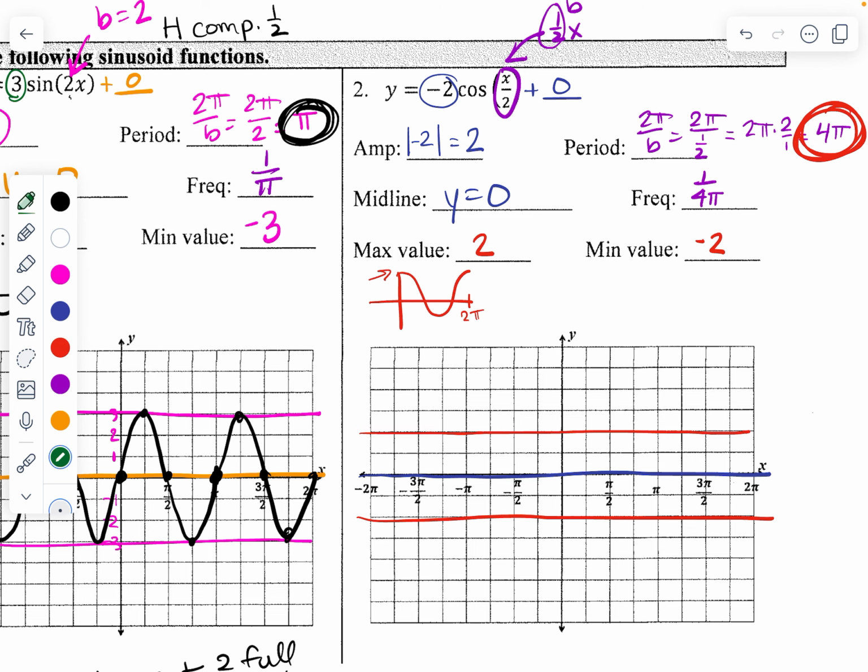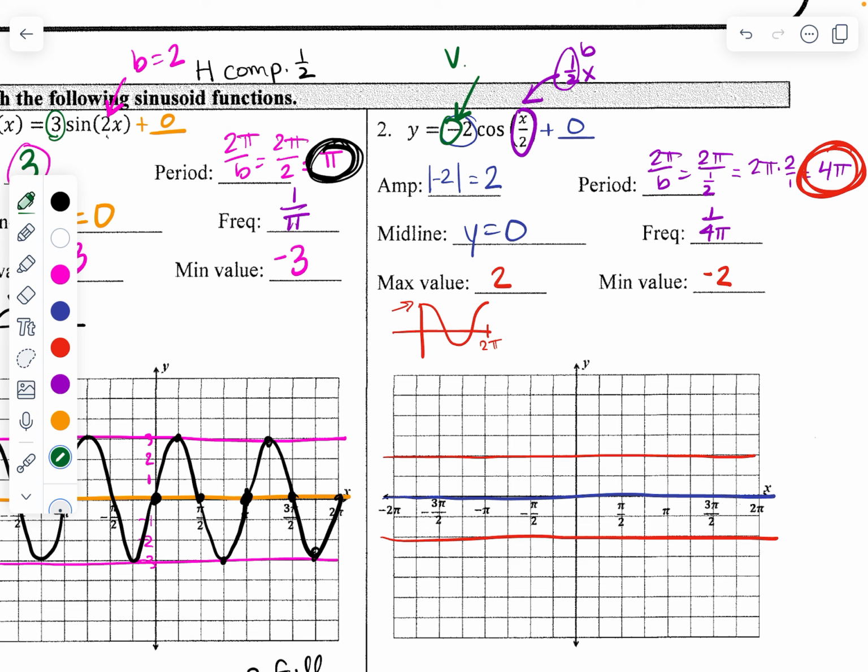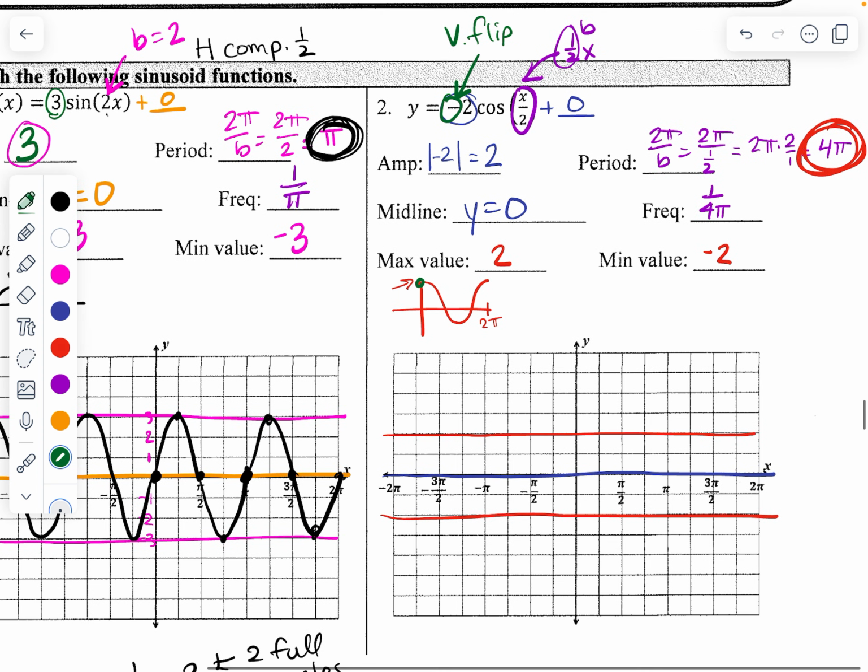Keep in mind there's a couple things going on here. Number one, we see there's a negative here. So remember that negative tells me it's a vertical flip over the x-axis. So instead of starting at the peak, we're going to be starting down here at the valley. And instead of ending at 2 pi, we actually are going to see it ending at 4 pi. So within 2 pi here, we're only going to see half of that graph. So remember, half of the graph would look just like this downward part of my graph.